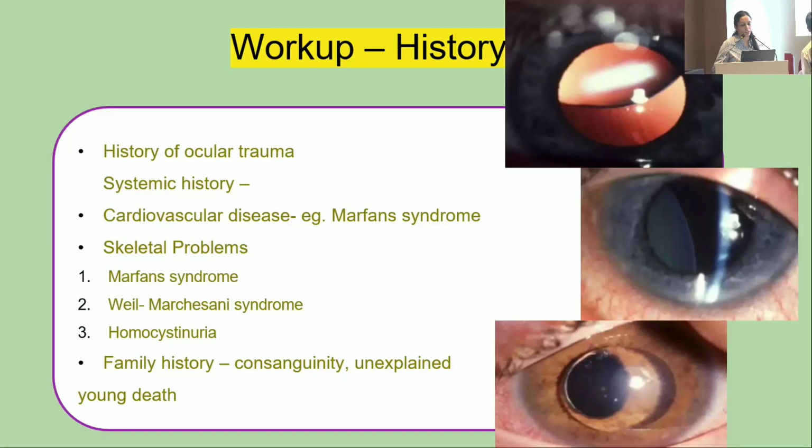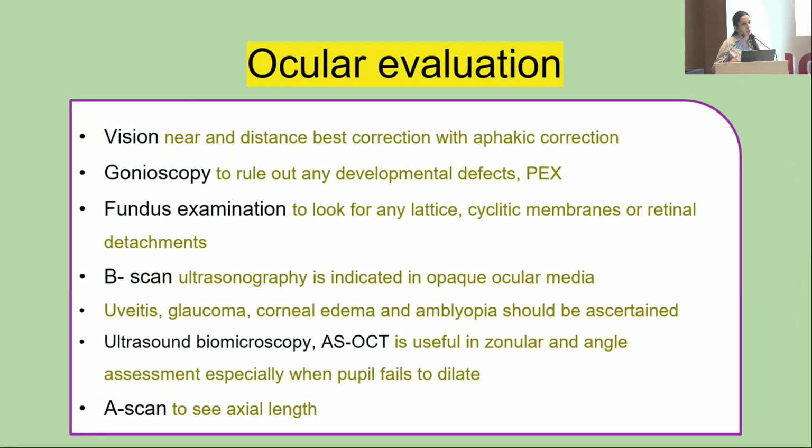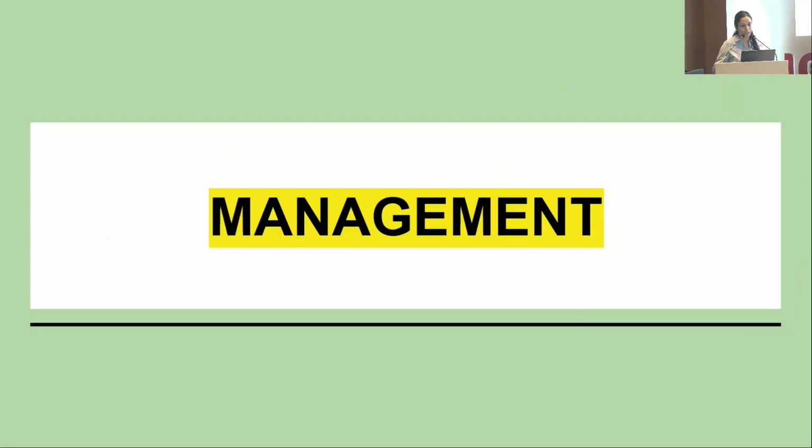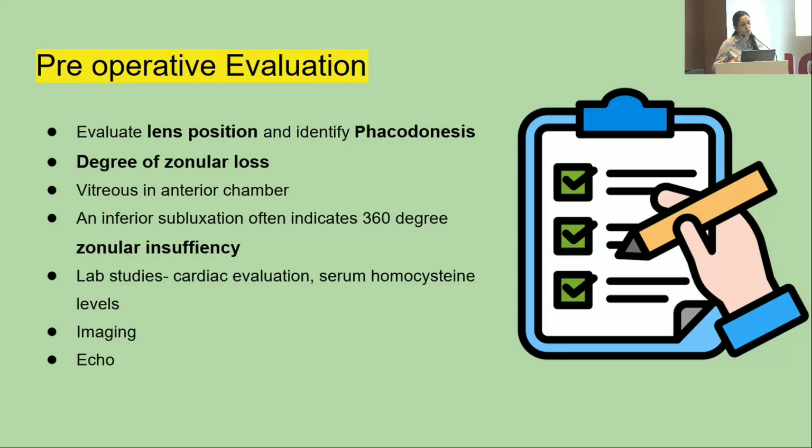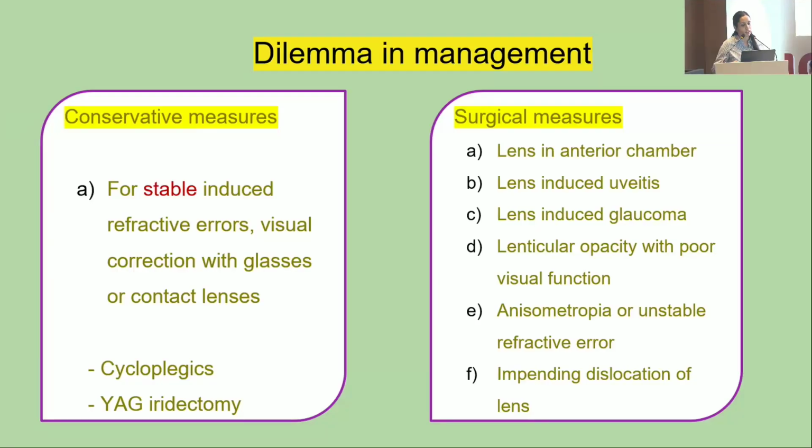So a detailed history is very important. Specifically, we should rule out the skeletal problems, specifically Marfan's, Weill-Marchesani and homocystinuria, which are the common ones. Detailed ocular evaluation is also very important. Further, lens position should be evaluated. Also, the phacodonesis part should be evaluated by the surgeon beforehand. Degree of zonular loss should also be evaluated. And if there is inferior subluxation, it often indicates a 360-degree zonular insufficiency. That needs to be taken care of preoperatively.